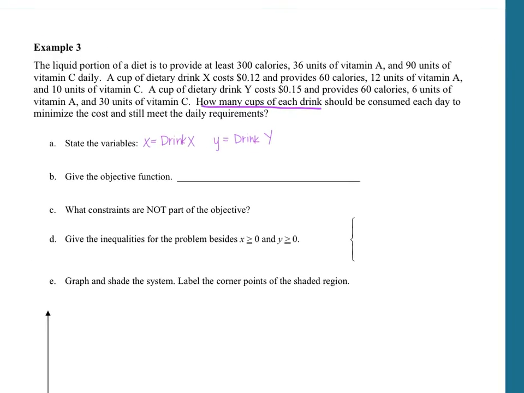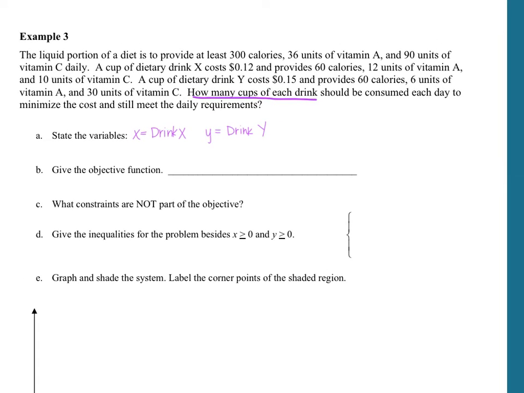All right, also, often in the question will be your objective. And the objective here is to minimize the cost. So I want minimum cost, which means I need to look back through the problem and find anything that would give me a clue as to cost. So we look for the value of 12 cents for the cost of the dietary drink X, and 15 cents. So I'm going to have 0.012 for X plus 0.15 for Y.